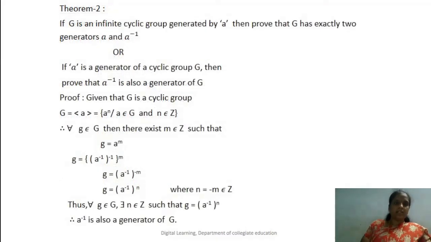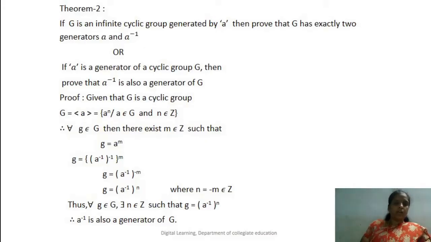The second theorem is, if G is an infinite cyclic group generated by a, then prove that G has exactly two generators, a and a inverse. Or if a is a generator of a cyclic group G, then prove that a inverse is also a generator of G. Let us take the cyclic group as G. So G is the cyclic group generated by a, which is in the form of a power n, such that a belongs to G and n belongs to Z.